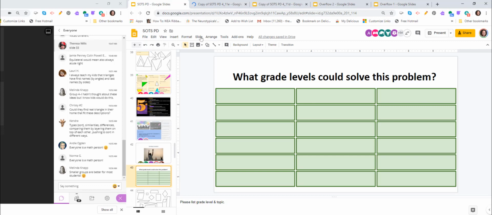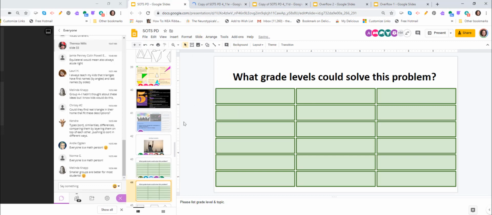On slide 43, and I'll make a duplicate, what grade level could access this problem? If you're in 5th grade, I want you to stretch up to 6th and 7th. Think about where they could go next. If you're in 4th grade, stretch down to 3rd, 2nd, and 1st. What can students do developmentally at those different grade levels?